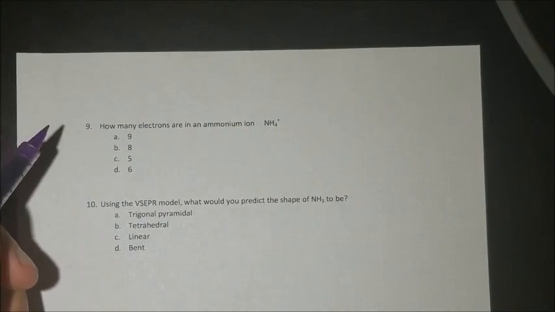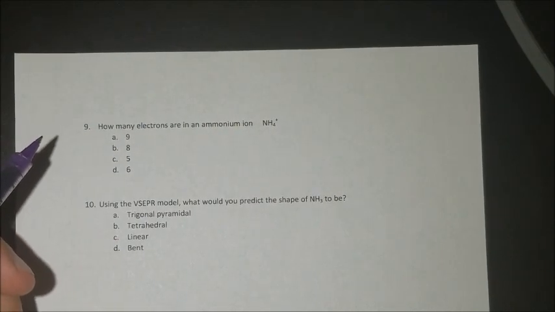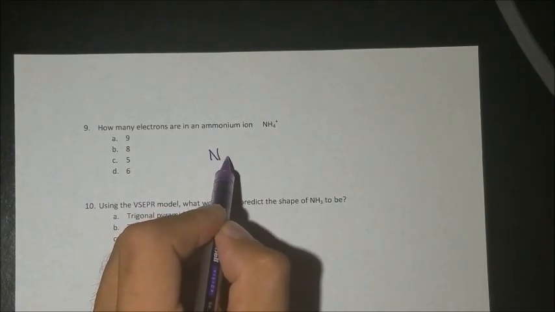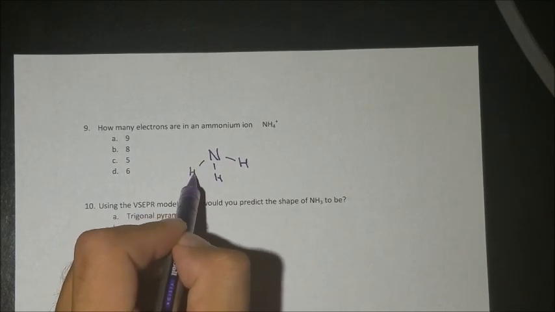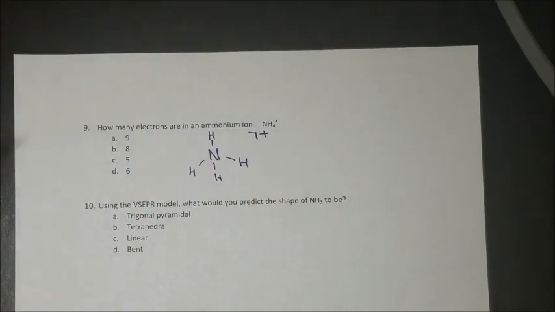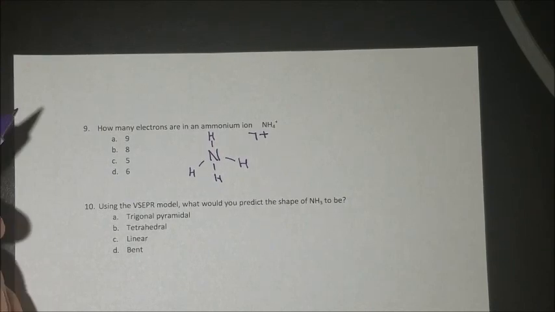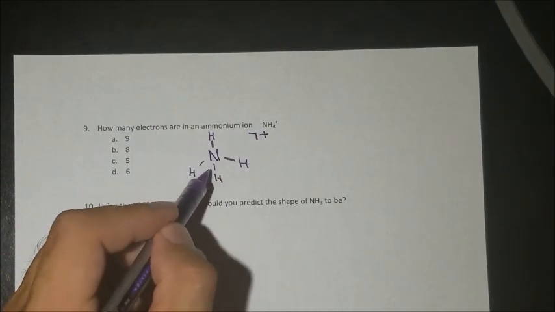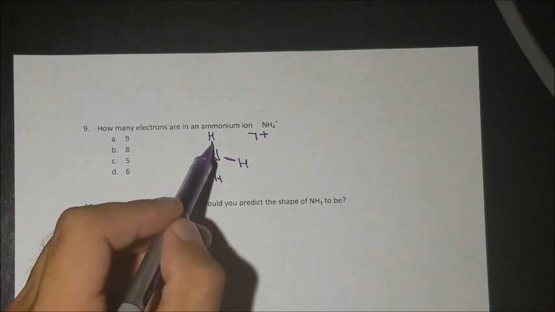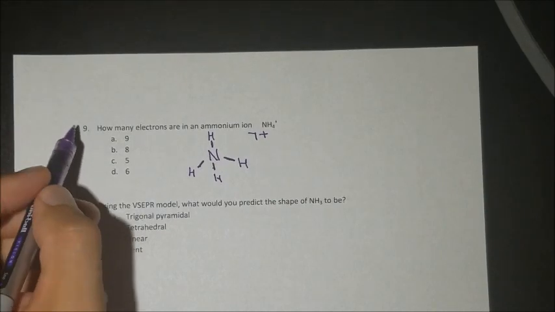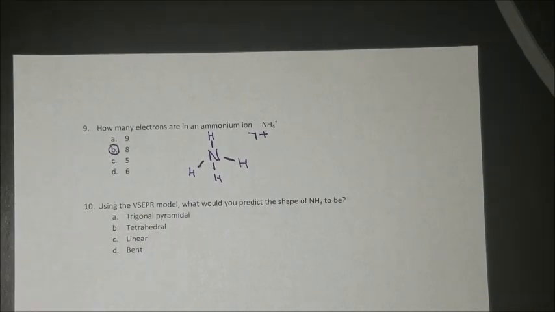Number 9 asks, how many electrons are in the ammonium ion? So let's go ahead and draw the structure of ammonium. We got N, H, H, H, and H. And we got to remember that it's positively charged. What I like about drawing the structure first is that I can now recognize where my electrons are, and I know what to count. So let's go ahead and count our electrons. We know that there's going to be 2 electrons in each covalent bond. So there's 2, 4, 6, 8 electrons. Just like that. So the answer for number 9 is B, 8 electrons.